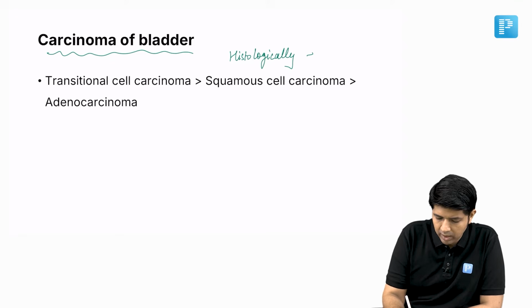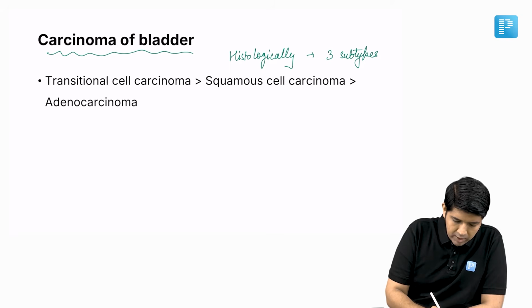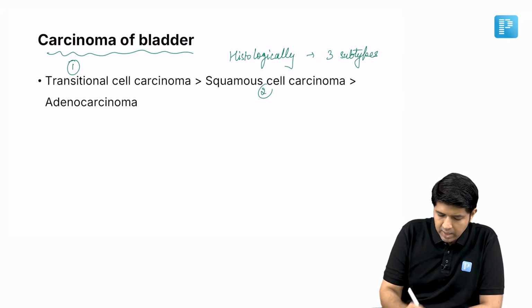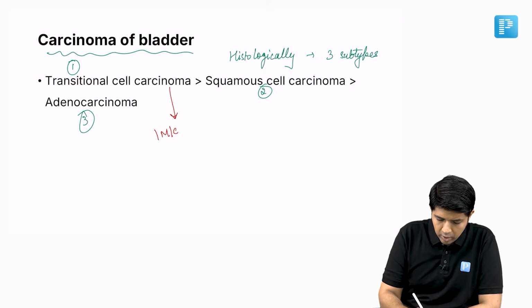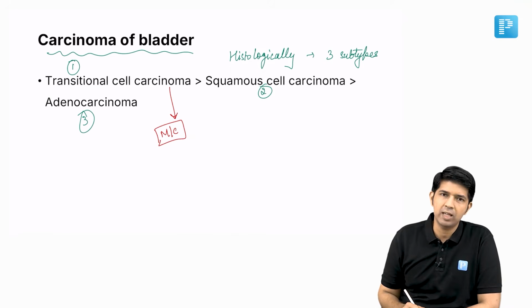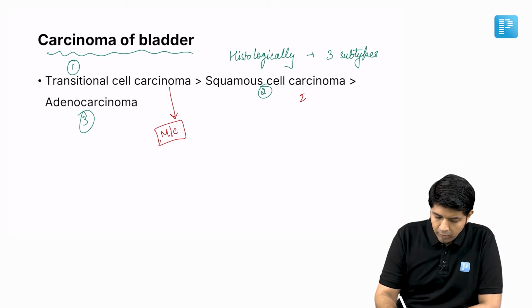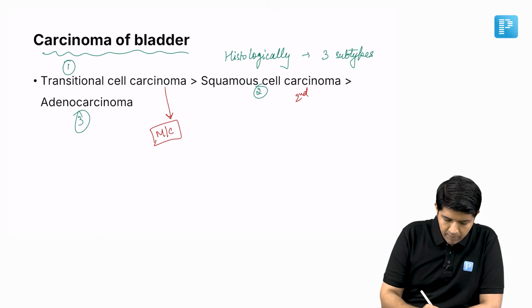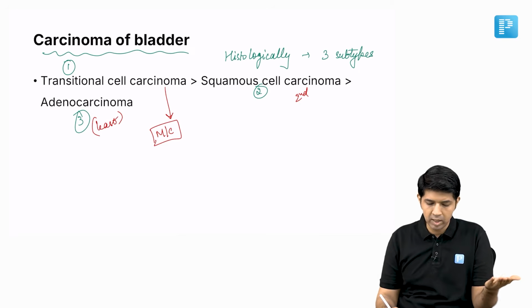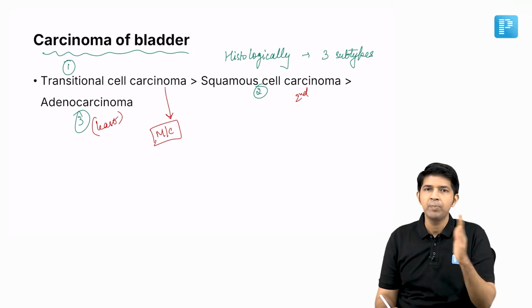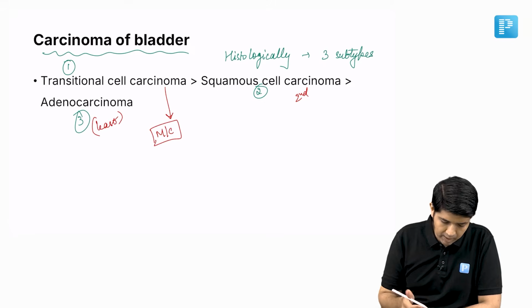histologically, there are three subtypes that you should know about. First is transitional cell carcinoma, second is squamous cell carcinoma, third is adenocarcinoma. Of these, the most common is transitional cell carcinoma, followed by squamous cell carcinoma, and the least common is adenocarcinoma. So the most common histological subtype is transitional, followed by squamous cell carcinoma, and the least common being adenocarcinoma.